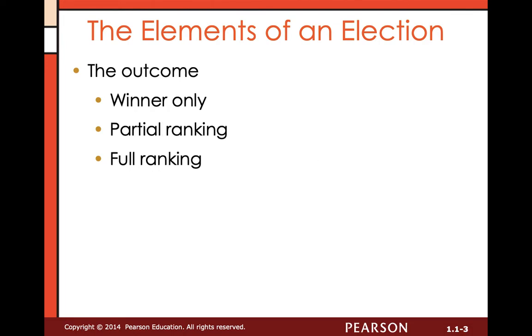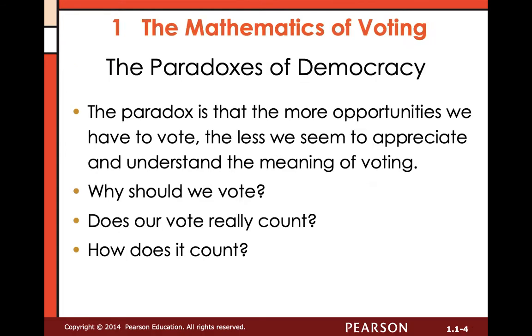So your elements, the outcome. There's a few different ways you can determine the outcome. One of which is you can have it be a winner only. The second one is a partial outranking, where you rank the top three people out of our election, and then full ranking is where you list off everyone's choice based on all of the data.